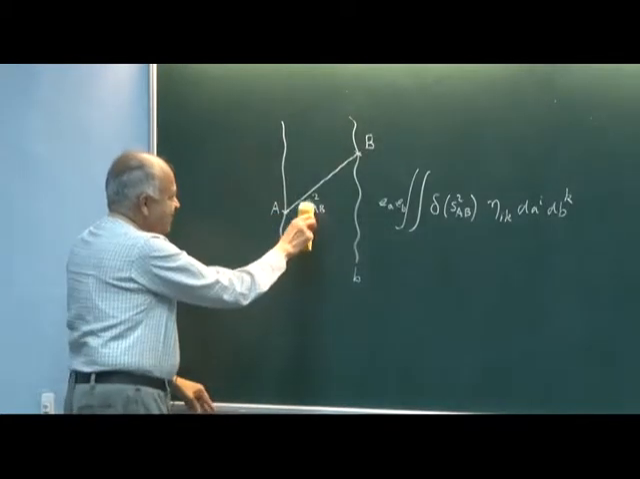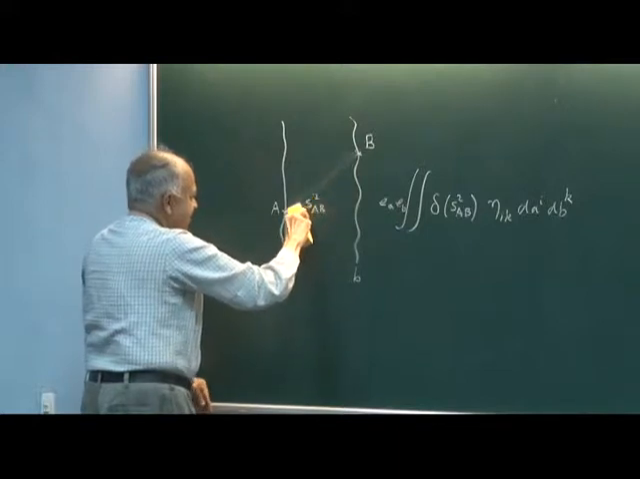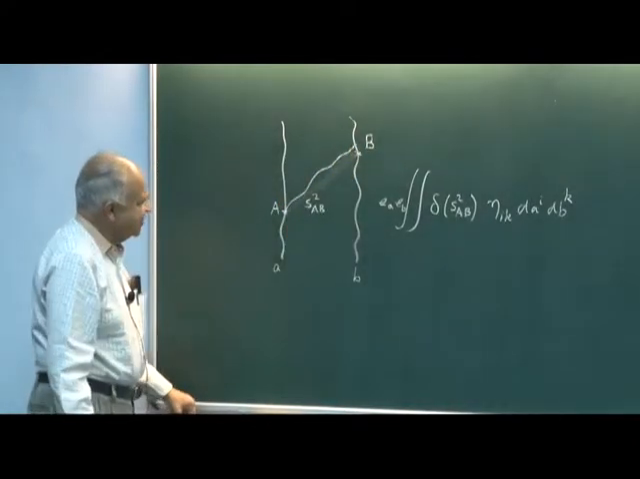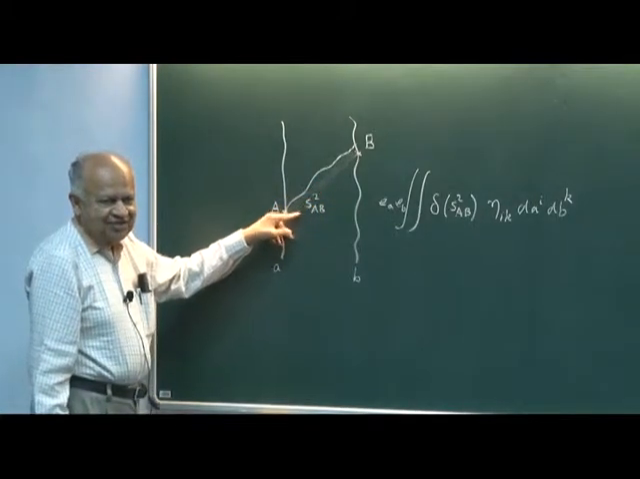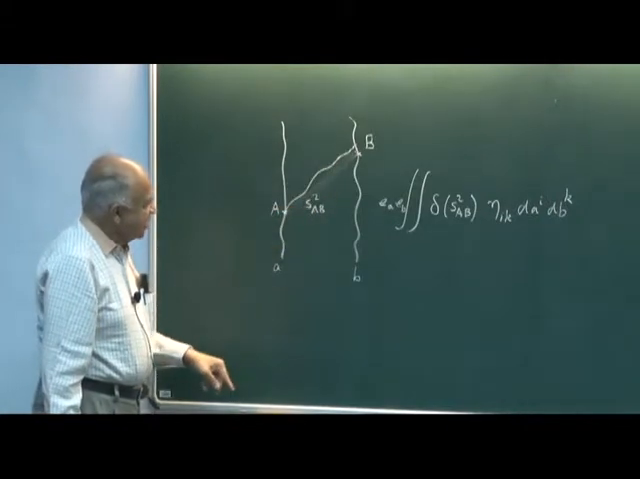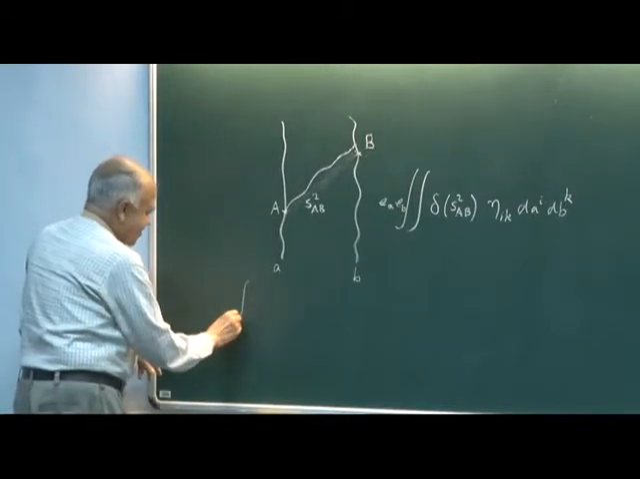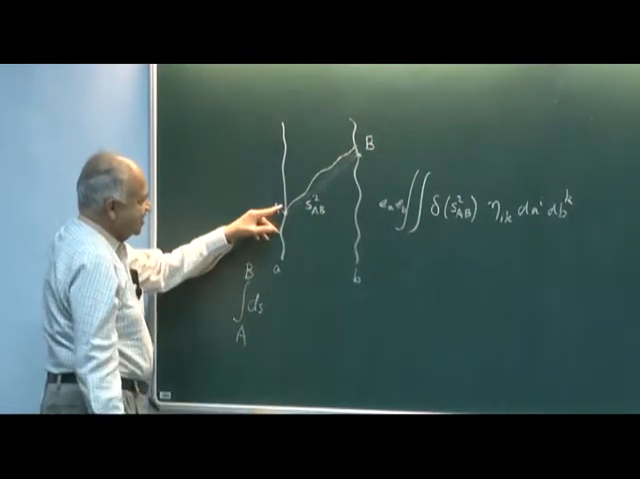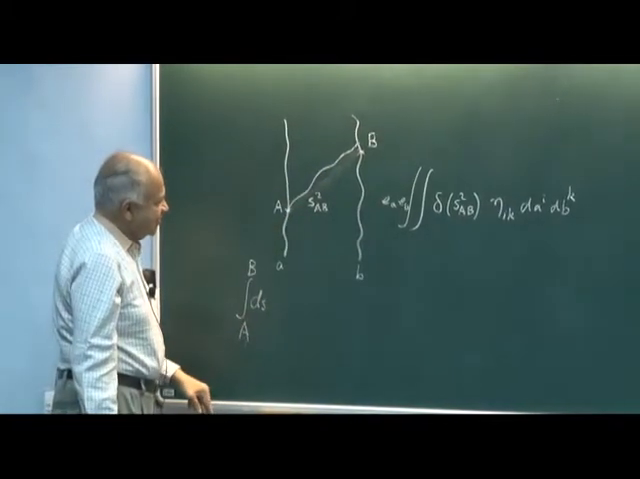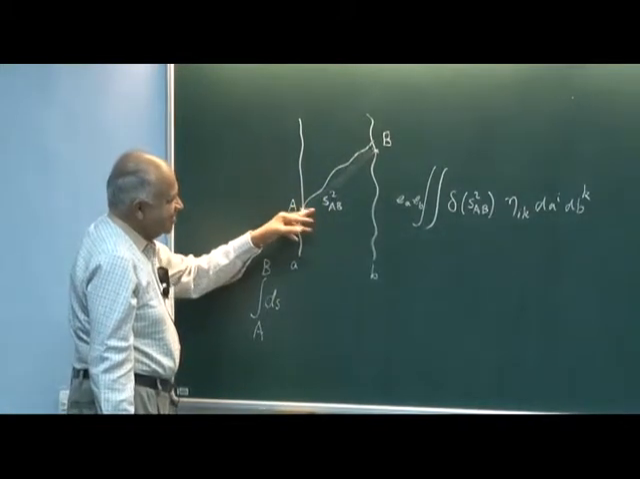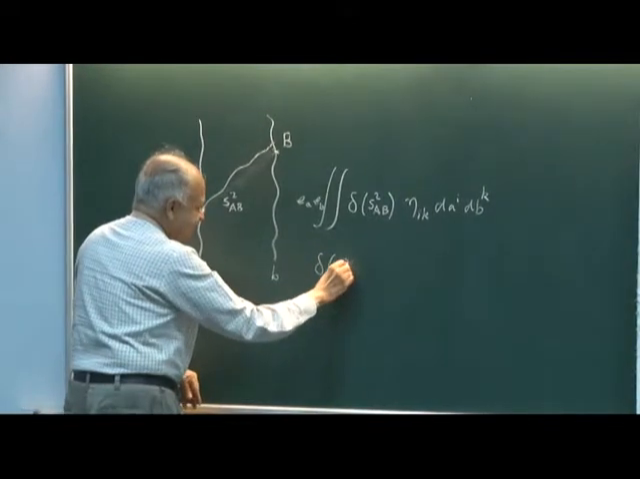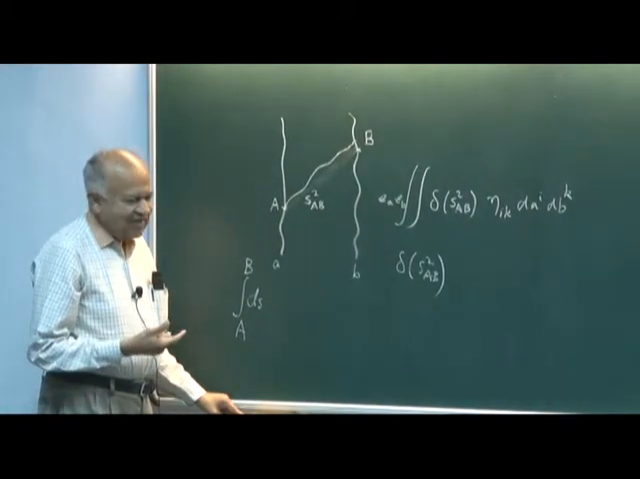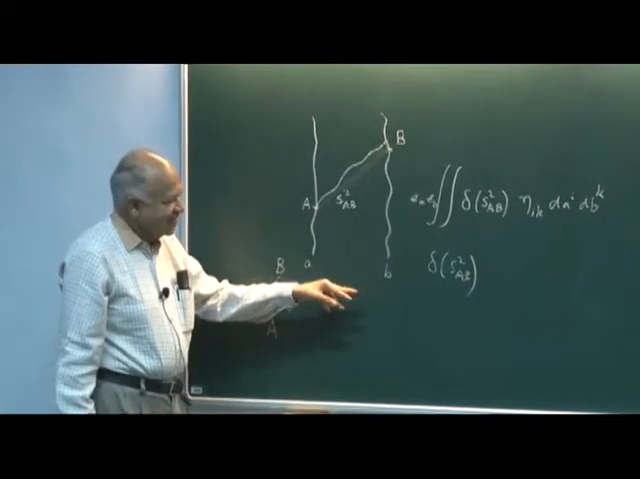In curved space what will happen is you have to compute for any 2 points the geodesic which connects them, hoping that there is a unique geodesic which will connect A to B. And then you have to integrate ds from A to B along that geodesic to get the value of S, and then you square it and then write delta of S square AB.